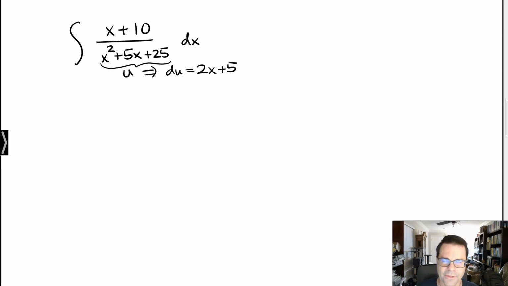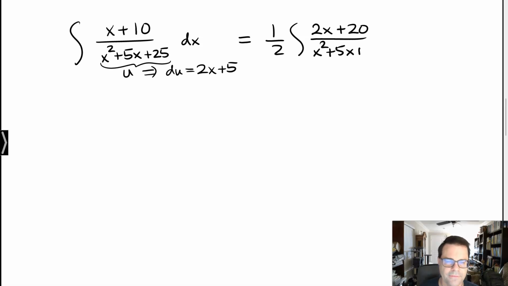Of course, I can't just multiply by 2. I have to divide by 2. So I'm going to get 1/2 the integral of 2x plus 20, see, I'm multiplying by 2, divide by 2, over x squared plus 5x plus 25. Okay, but I only need the 2x plus 5. Now this tells me how I split it up. You want to split up the 20 into 5 and 15.